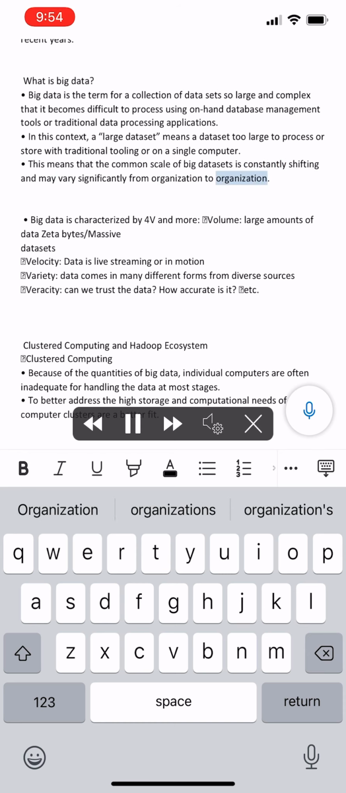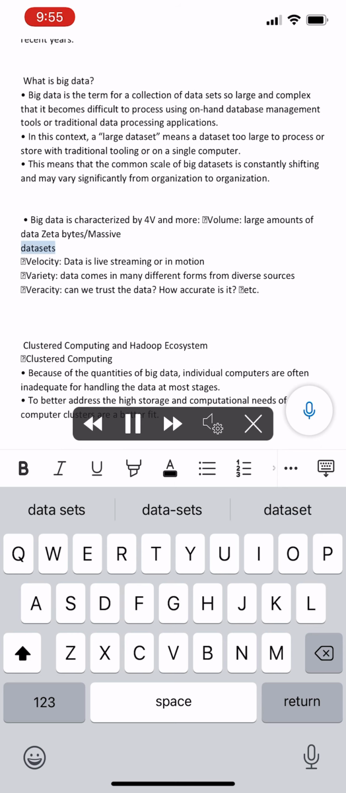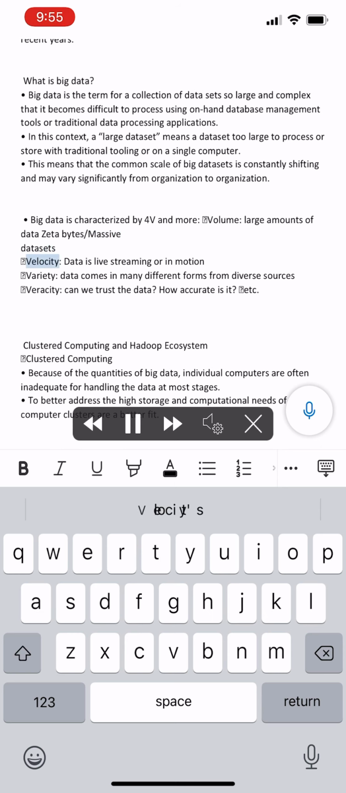organization to organization. Big data is characterized by 4V and more. Volume: large amounts of data, zettabytes, massive datasets. Velocity: data is live streaming or in motion. Variety: data comes in many different forms from diverse sources. Veracity: can we trust the data? How accurate is it? Etc.